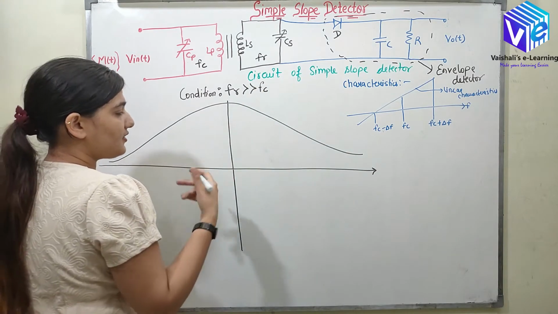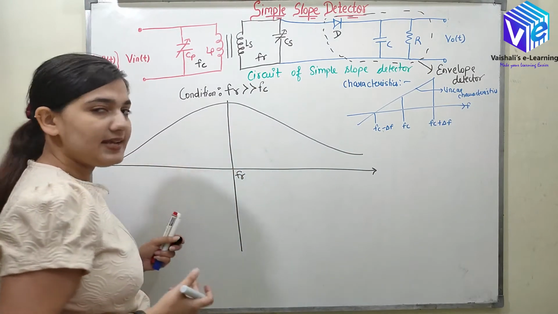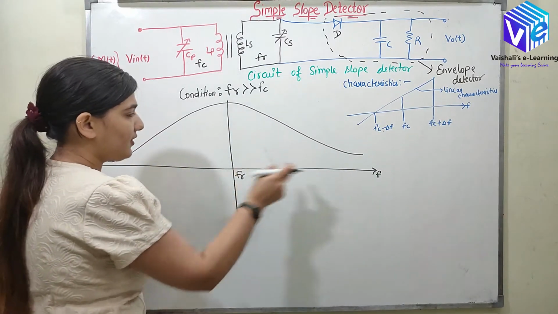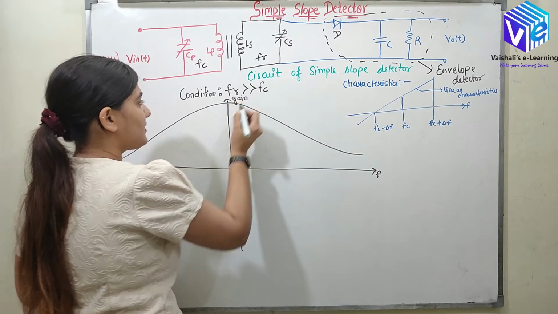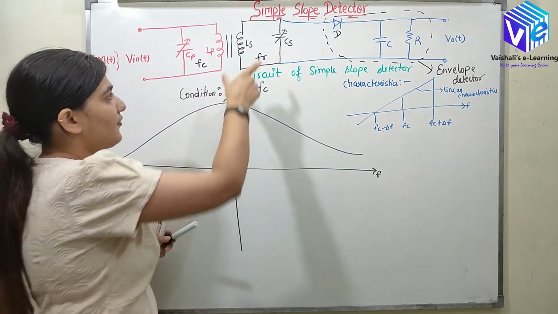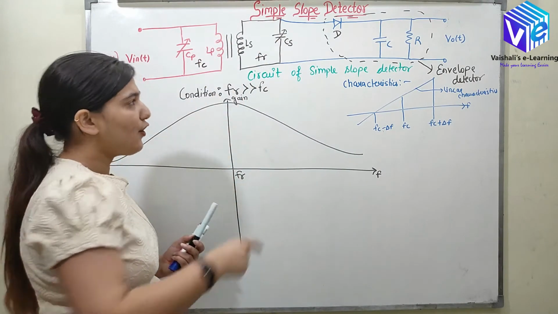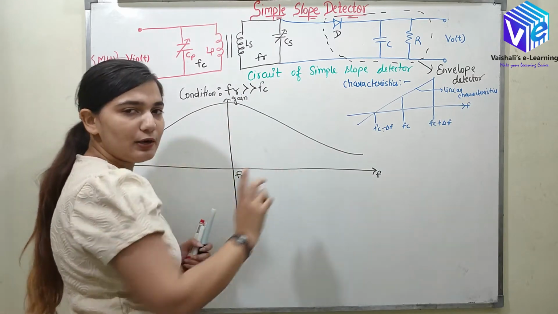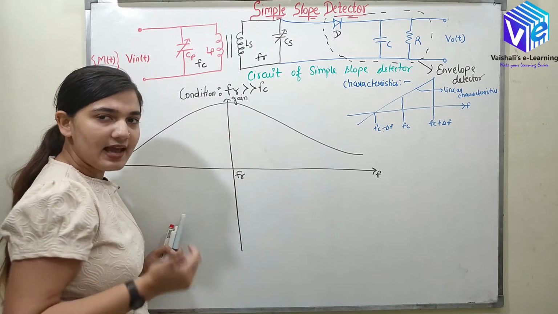Because this circuit is tuned around Fr, it has the highest gain around Fr. So this is the frequency axis and this is the gain axis. If I draw the frequency versus gain graph for this tank circuit, it will look like this. It has the peak at the frequency Fr.